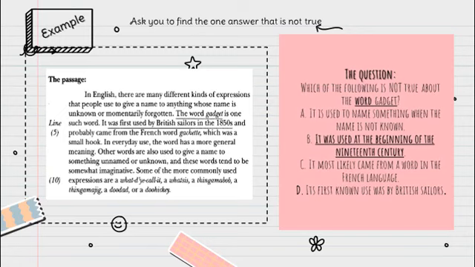This question asks for the one answer that is not true about the word gadget. So 3 of the answers are true and one answer is not. Answer B is the one answer that is not true. The passage states that the word gadget was first used by British sailors in the 1850s, which is in the middle of the 19th century. So answer B is the best answer to this question.